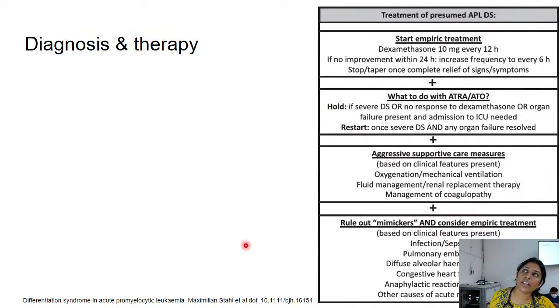Once we have a clinical suspicion of differentiation syndrome, we need to start these patients on empirical dexamethasone, which is at 10 mg every 12 hourly, and in severe cases, we might have to withhold the therapy with ATO and ATRA.